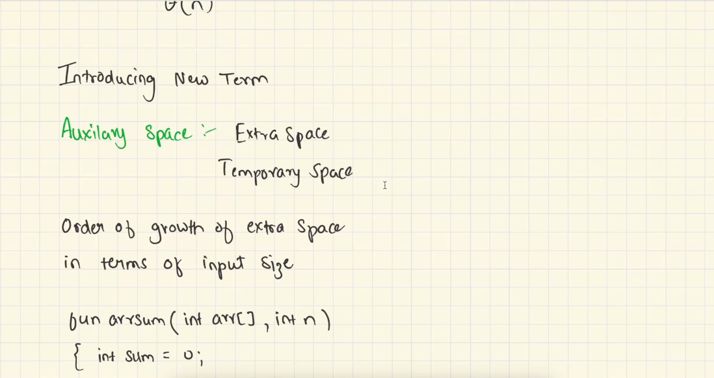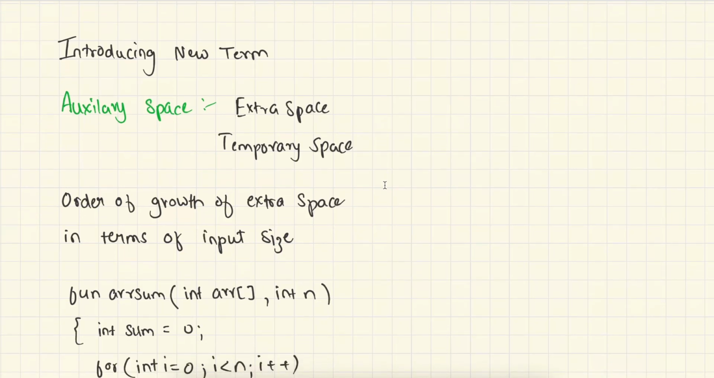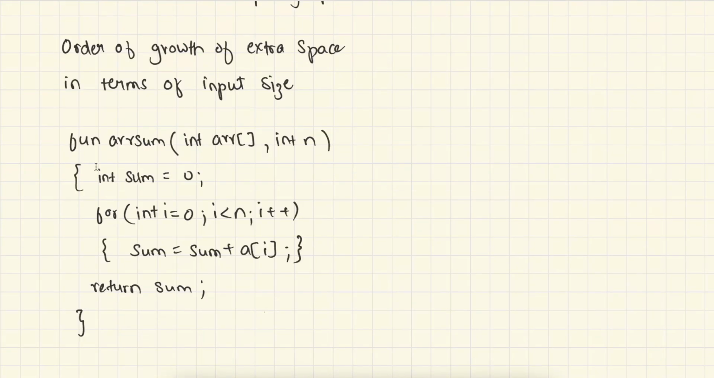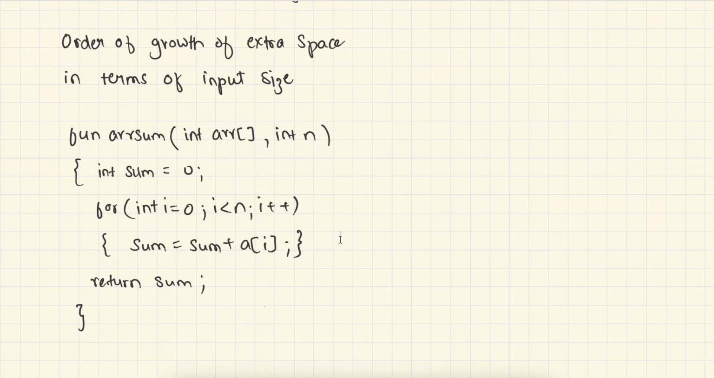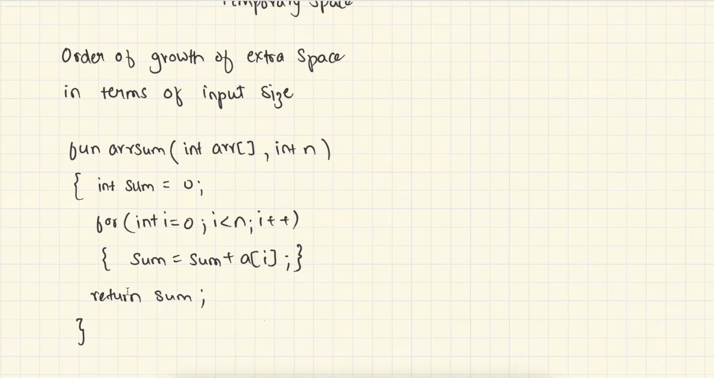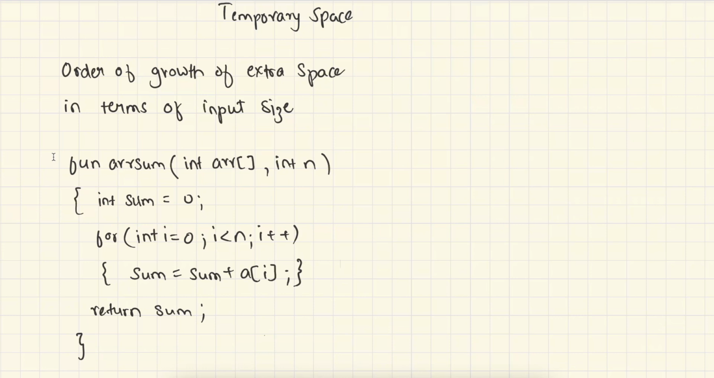Let me explain why we are using auxiliary space here and why we are not using normal space complexity. Let's say we saw this example before. Here, if I analyze this function, we are taking an array as an input with the size of the array, right? We are summing all the values of the array and we are just returning the sum. So if I ask you what is the space complexity of this function, obviously it is going to be the size of the array.